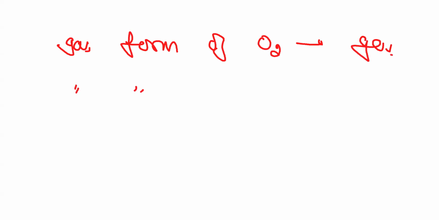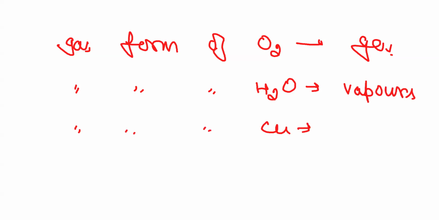Because it is gaseous at room temperature. If I ask for the same for water, then this is vapor. Very good. And if I ask the gas form of copper, does any gaseous form of copper even exist? It may exist at very high temperatures. Copper vapors. Yes, so we speak of water vapors, not water gas, copper vapors, and so on.